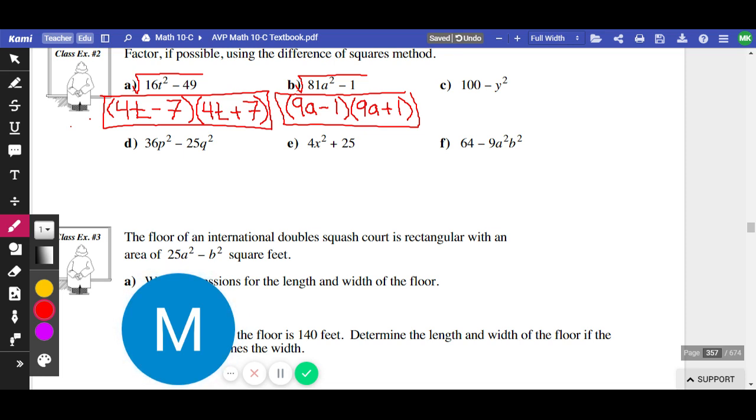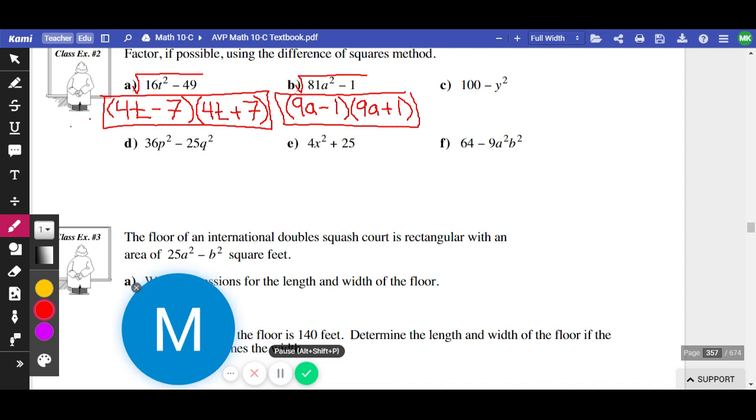Awesome. Try C and D on your own. You might want to stop at E and F, but give C and D a try. Alright, for C, I tried GCF. I cannot. I count that there's 2 terms. I check to see if it's difference of squares. It's subtraction. Perfect. I can square root 100, and I can square root y squared.